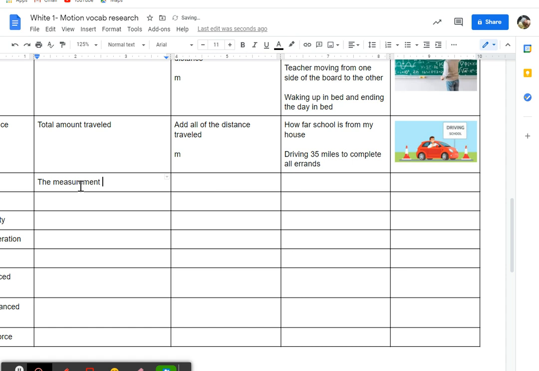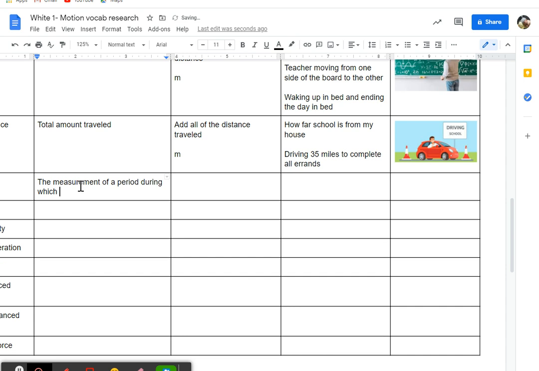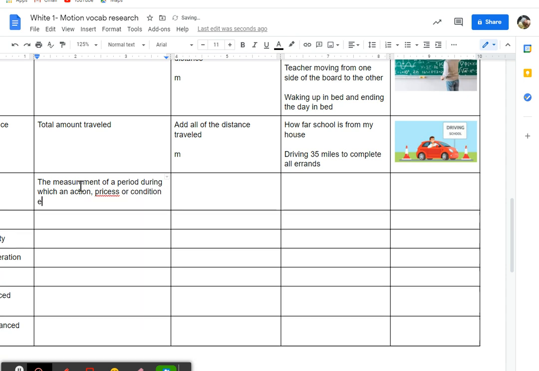So, the measurement of a period during which an action, process, or condition exists.